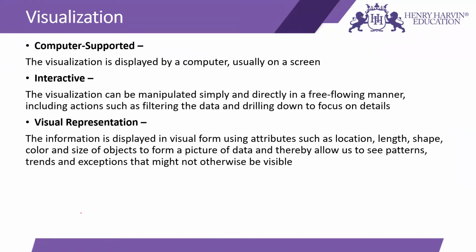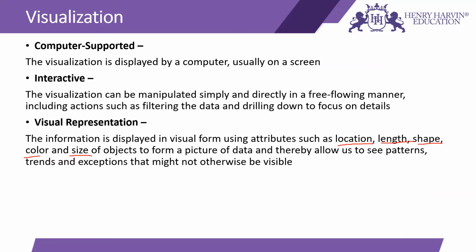Next comes visual representation. The information is displayed in visual form using attributes such as location, length, shape, color, and size of objects. So these are very key components. So location, length, shape, color, and size of object to form a picture of data. So with this visualization of data, you should be able to show the location, the length, shape, color, and size. So it sounds really amazing, right?